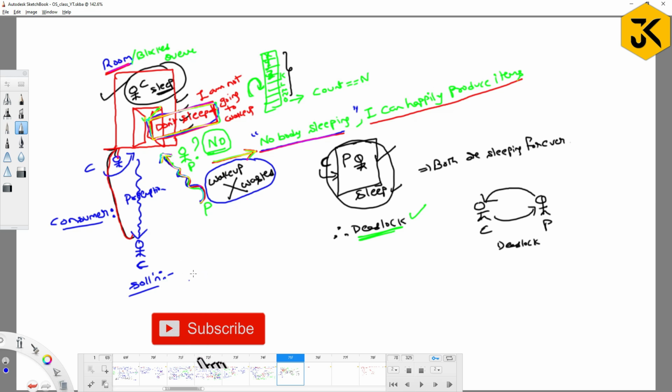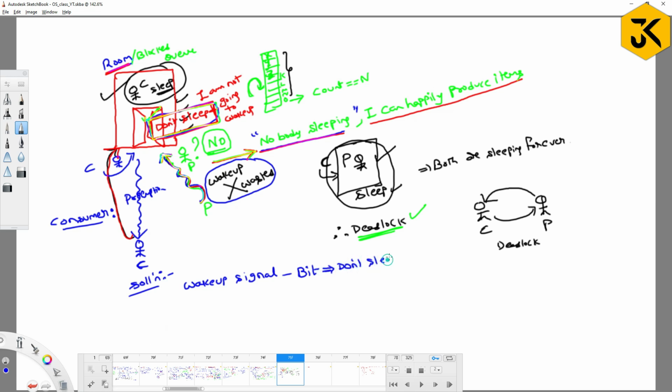In general, technically, when you are sending any kind of wake up signal, just maintain a bit saying that don't sleep, something like that, right? The meaning is, if I say 1, it means don't sleep. If I say 0, it means sleep, something like that.